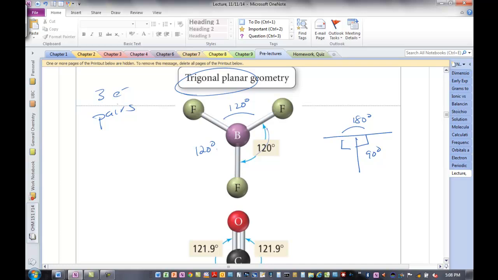All right, and so this is a molecule with boron in the center. We count 1, 2, 3 pairs of electrons around the central atom. Electron pair geometry, trigonal planar. Okay, so you're going to have to memorize. There's only 5 electron pair geometries you have to memorize. 2 pairs linear, 3 pairs trigonal planar.